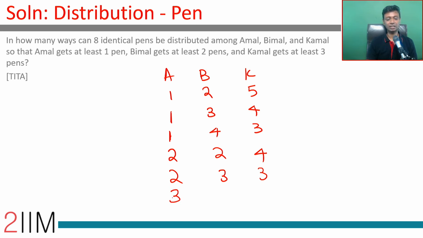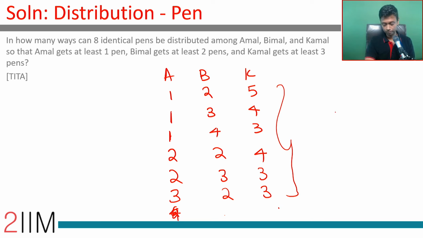Amal having 3, Bimal having 2, 3 plus 2, 5. 5 plus 3, 8. With 3, that's the only possibility. With Amal gets 4, then Bimal 2 and Kamal 3, that's not possible. So these are the 6 possibilities. We can list them down and find out, or we can be slightly more formal about it.